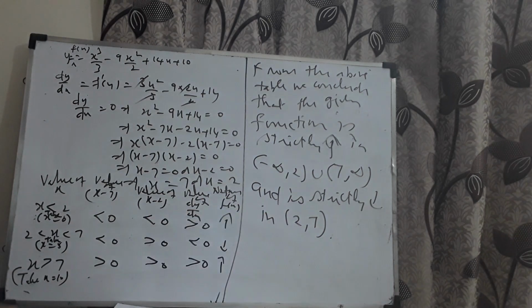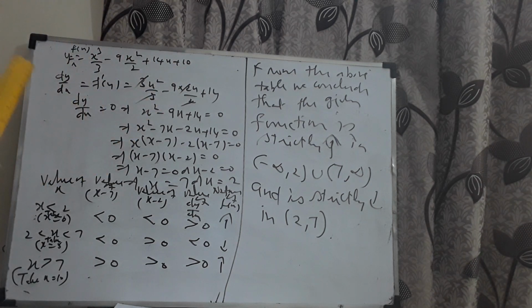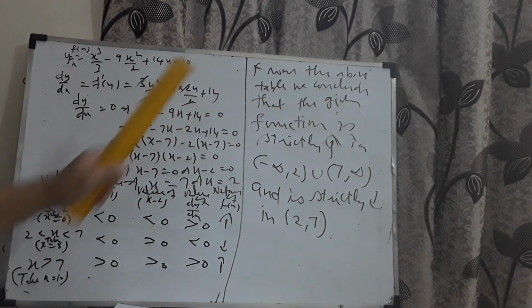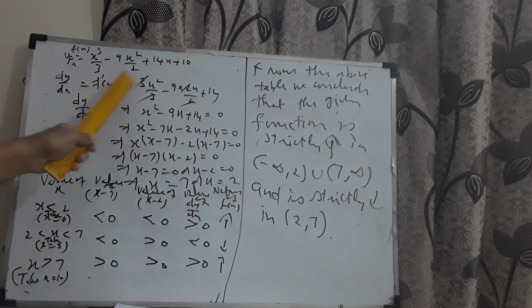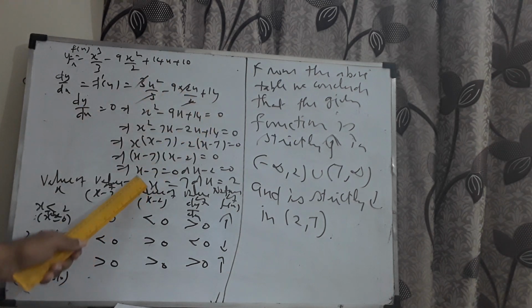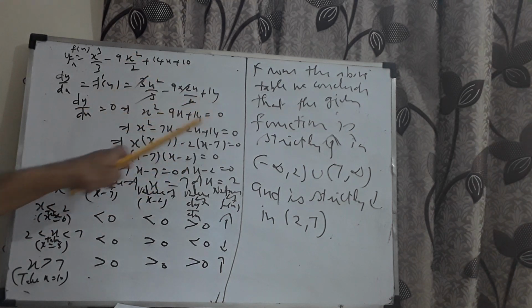Just see here, y equal to f of x, x cube by 3 minus 9x square by 2 plus 14x plus 10 is the given question. dy by dx is y dash equal to 3 into x square by 3 minus 9 into 2x by 2 plus 14. Now 3 gets cancelled, 2 gets cancelled. x square minus 9x plus 14 equated to 0 will give you x equal to 7 or 2. x minus 7 and x minus 2 make this particular quadratic polynomial.